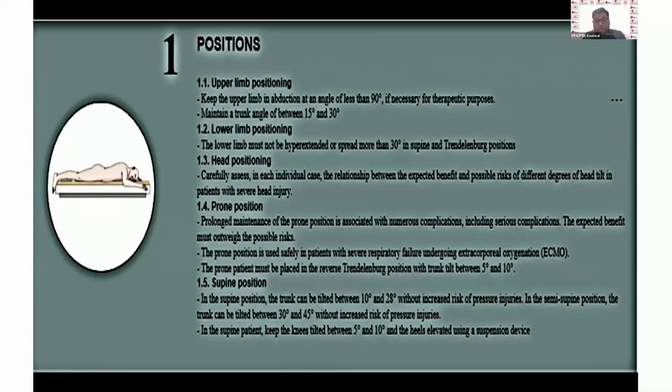Okay, prone position, mostly in ARDS patients, is more cumbersome and causes serious complications of pressure injuries, including to the ortho part. The prone positioning is usually used safely in patients of severe respiratory failure and in ECMO patients. The prone patient must be placed in reverse Trendelenburg position with trunk tilt of 5 to 10 degrees, as we all do in ECMO patients. In supine, the trunk can be tilted to 10 to 28 degrees without increased risk of pressure injuries.